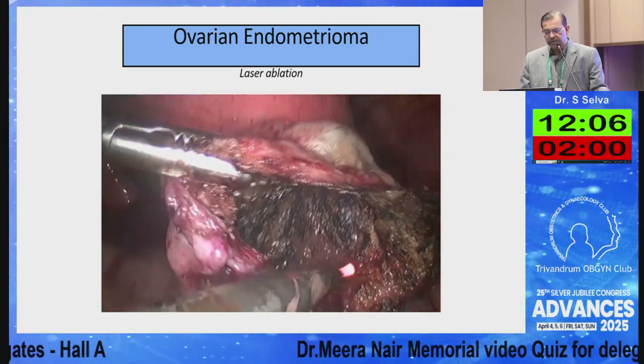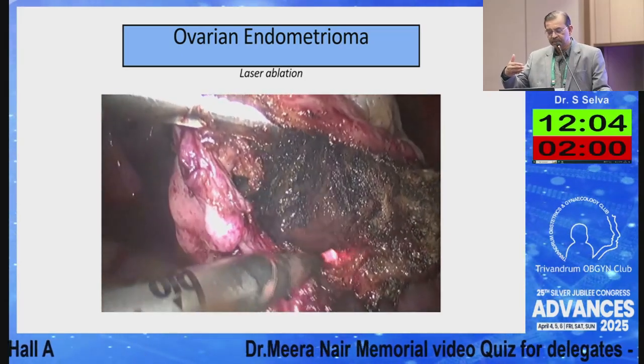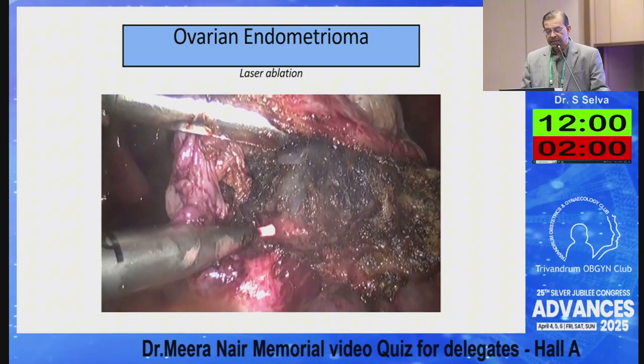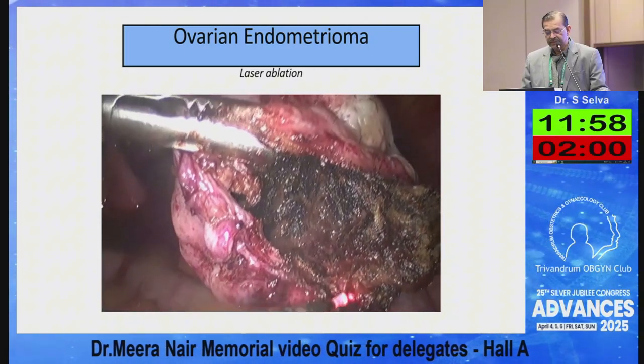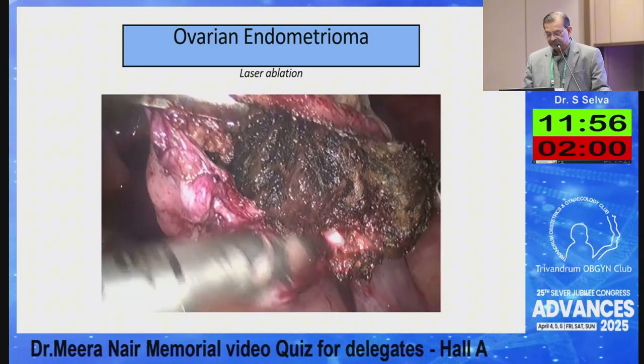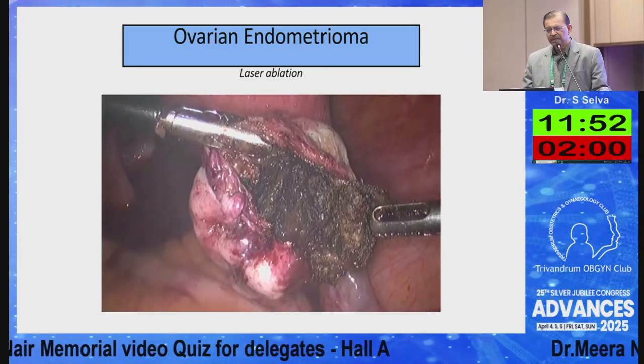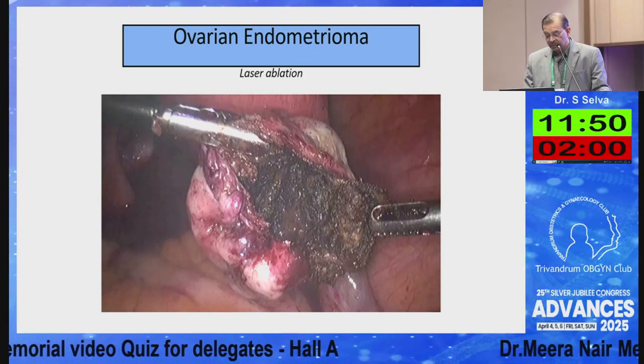Sometimes it can be tricky, but with these lasers, sometimes you can turn them and get into difficult areas to ablate the endometrial lining. So this is laser ablation. Okay, so this is done. If you want to, you can take biopsies, but I think it's probably not necessary.